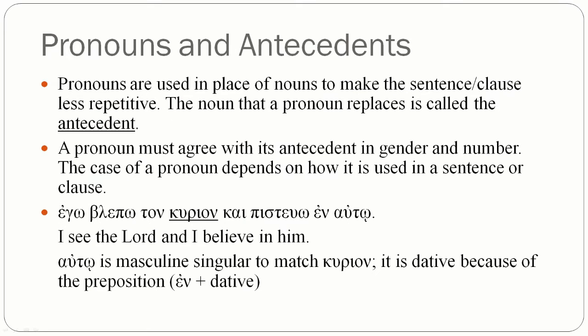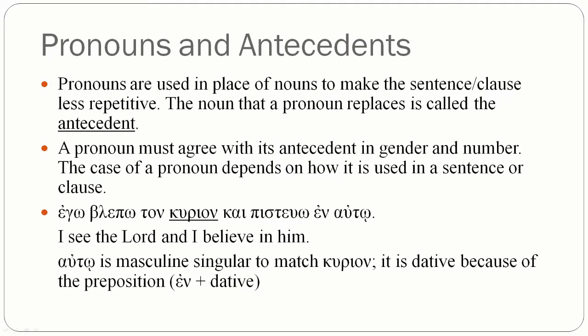So now let's talk about these pronouns and antecedents then. Pronouns are used in place of nouns. The antecedent is the noun that it's replacing. Again, that pronoun must agree with its antecedent in gender and number. The case depends on how it is being used.